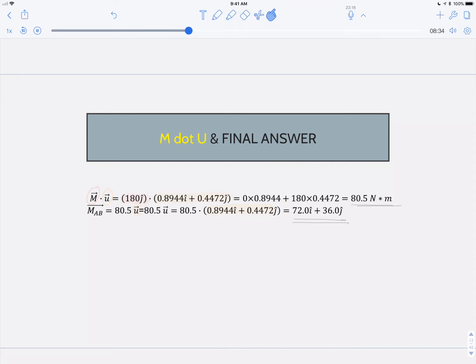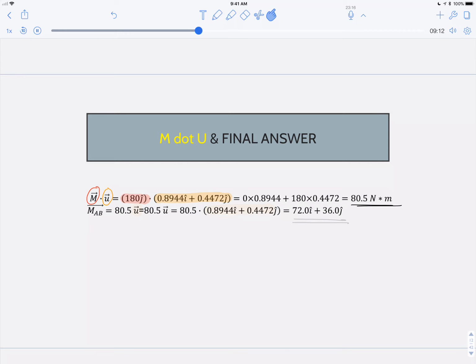Finally, the yellow step, we're going to take M dot U. In the red step, we got M about A. In the orange step, we got the unit vector from A to B. And all we have to do now is just take M dot U. And remember, the dot product is just the I components times the I components plus the J components times the J components, and the Z components times the Z components. And here you go. This is the final answer.